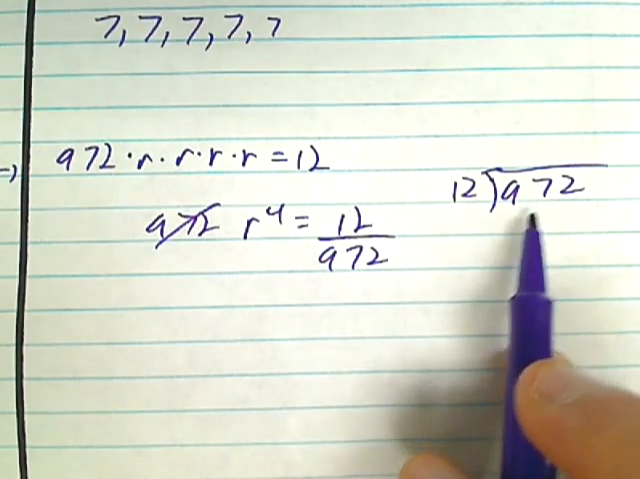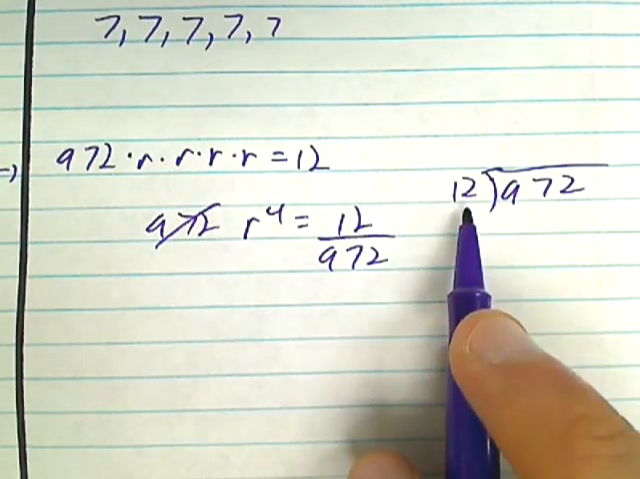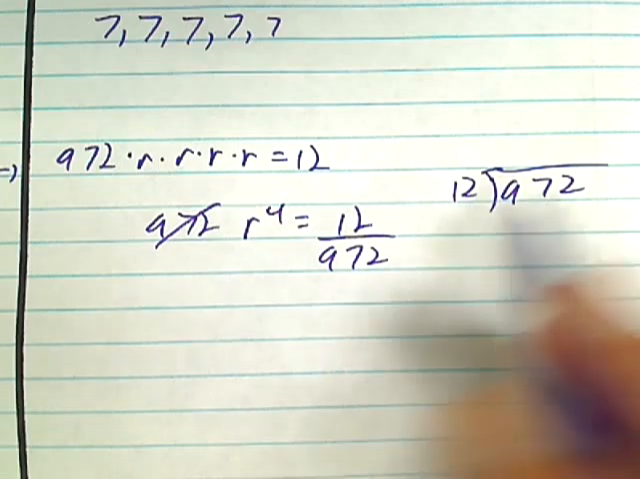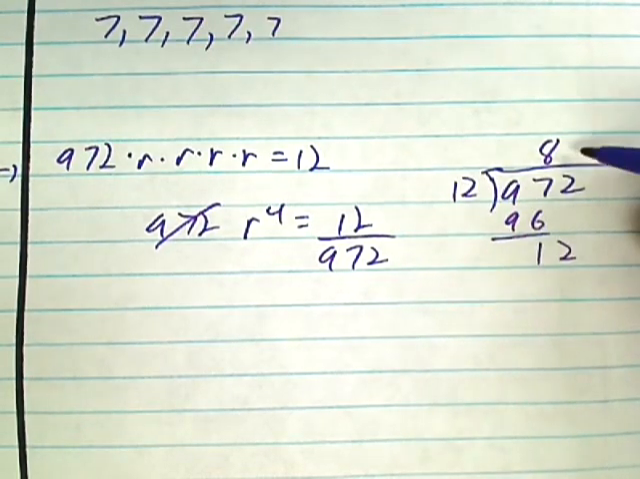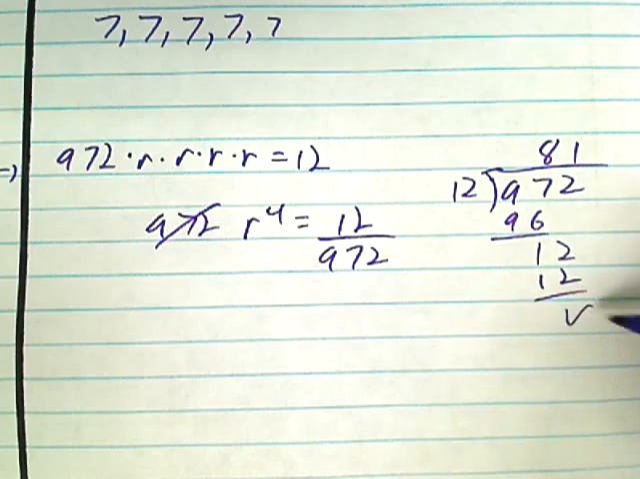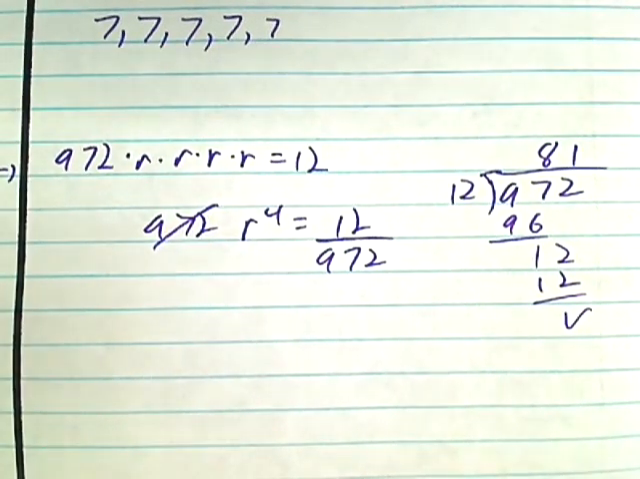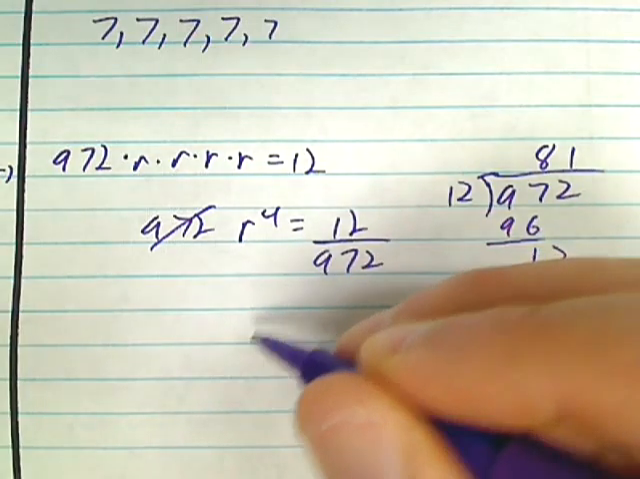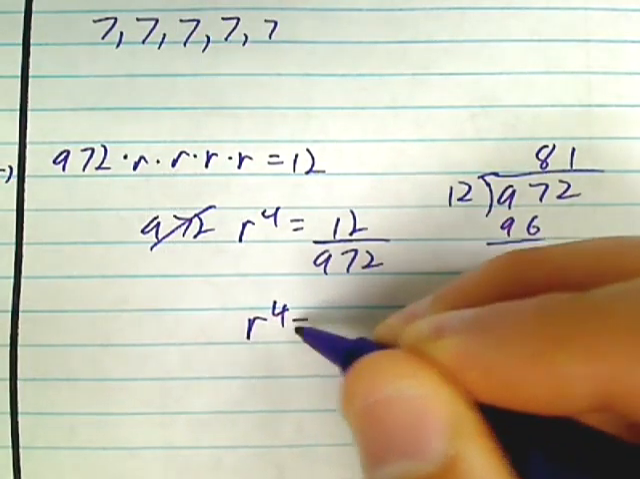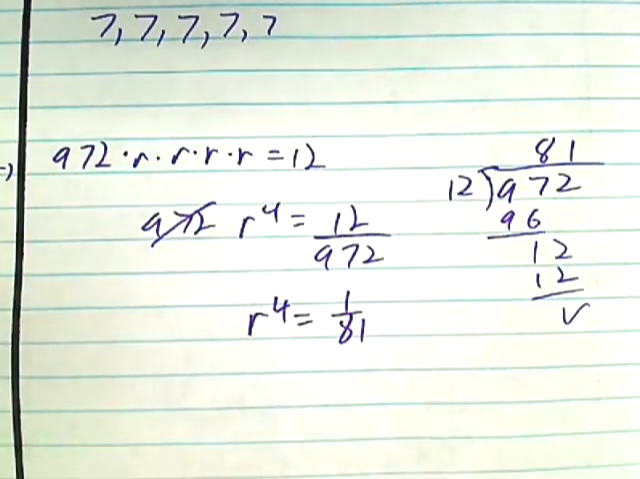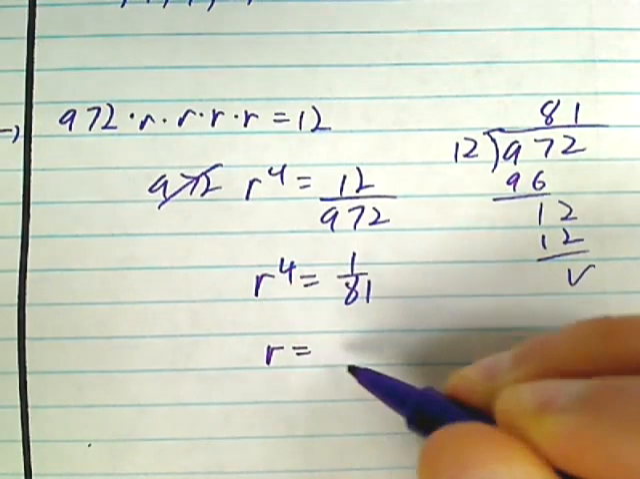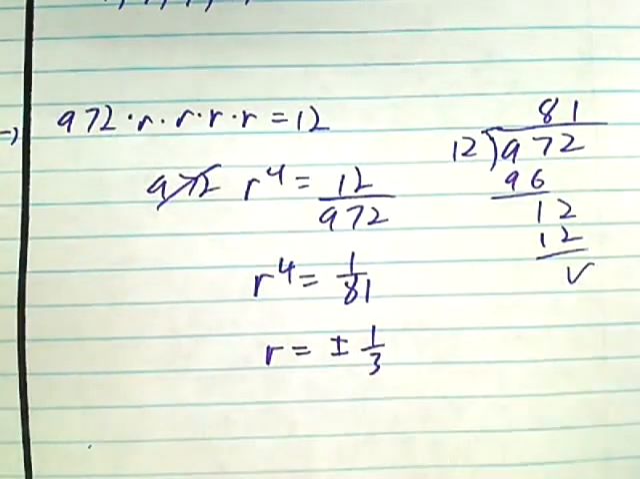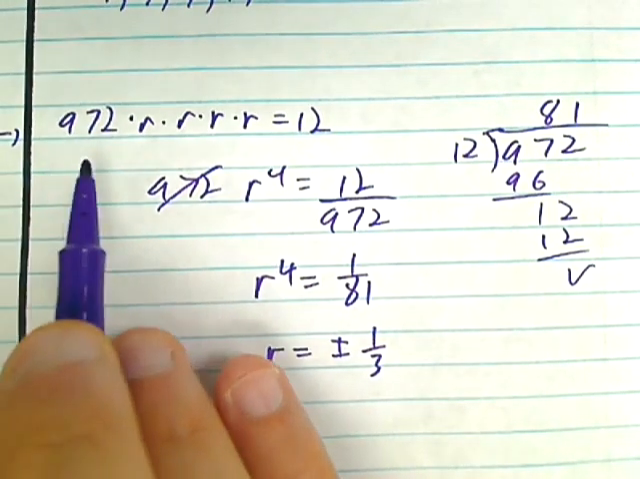12 and the 972, let me see. There we go. And there's a 1. And this is great. 81 is a perfect 4th power. So that's cool. So that reduced to 1 over 81. Take the 4th root of both sides. 4th root of 81 is 3. So we're dividing by 3 each time.